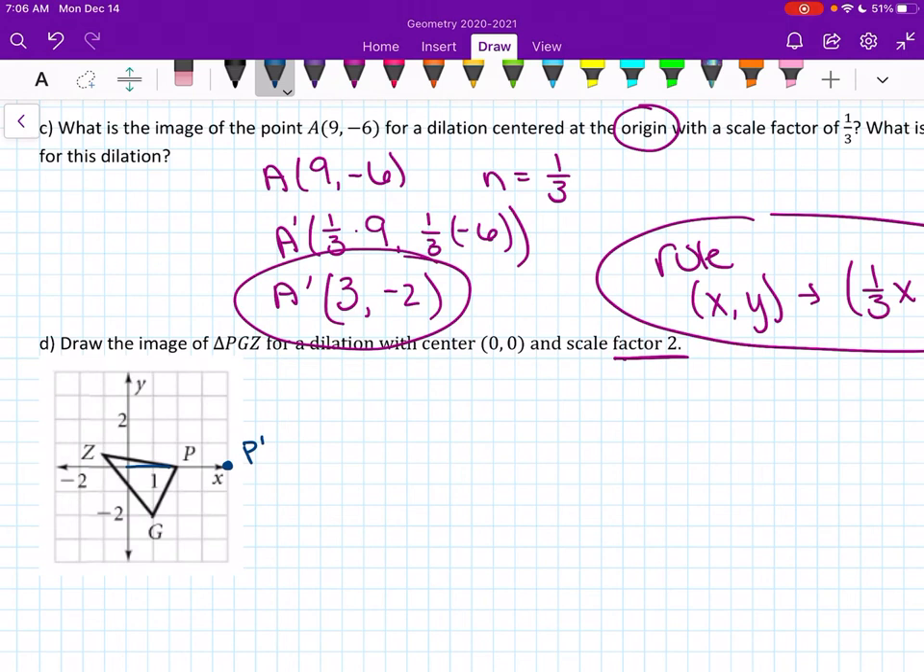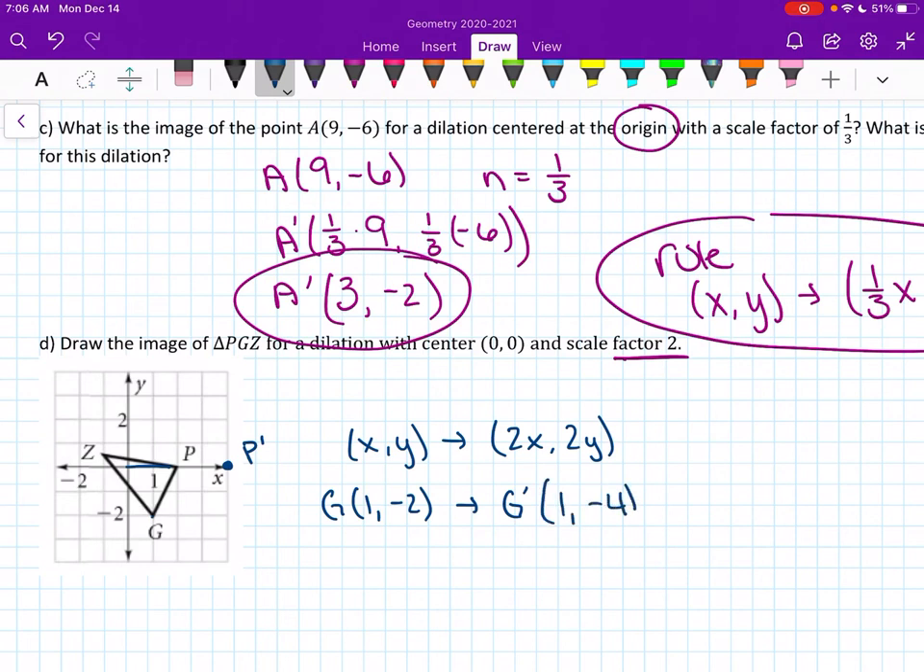G has, okay, so here we go. We can say G has coordinates 1, -2. And so for G prime, remember my rule is going to be x, y goes to 2 times x, 2 times y. So I double the coordinates. So G prime is at 2, -4. Oh, double the coordinates, excuse me, 2, -4. I thought that looked wrong. 2, -4, here we go.